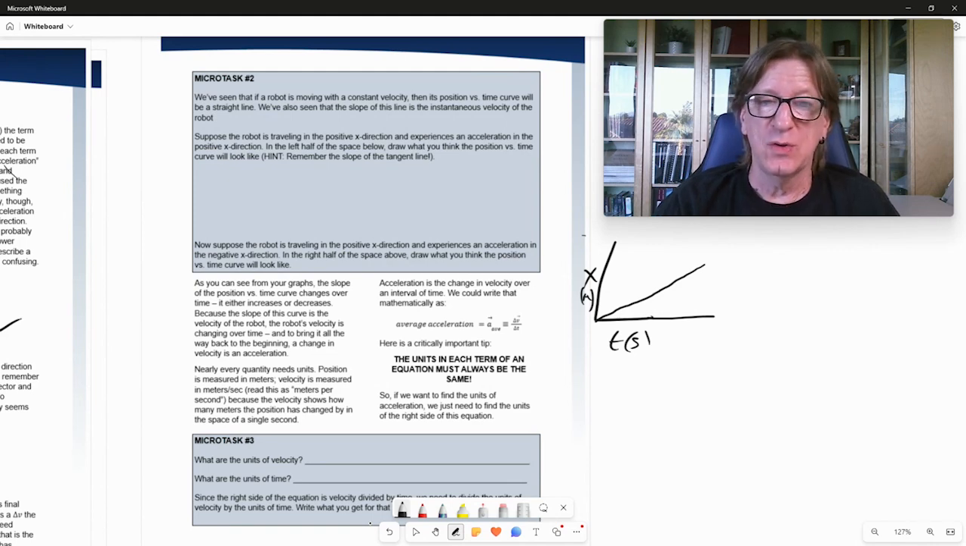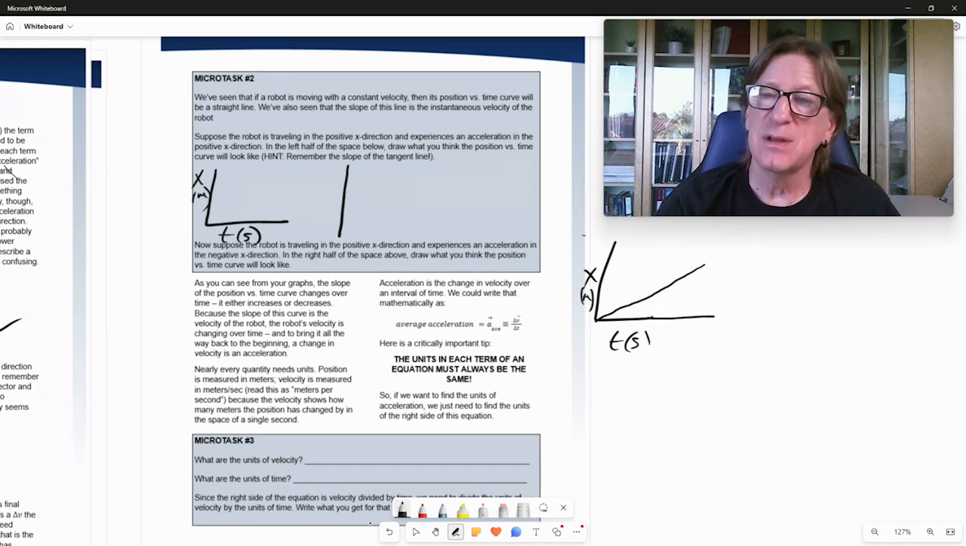Okay. So in this left half of the screen here, we're going to draw our position in meters and our time in seconds. Pause the video and let's see how you can do.